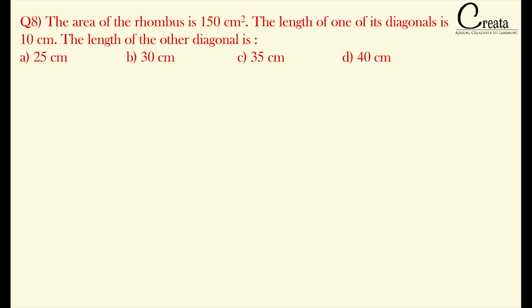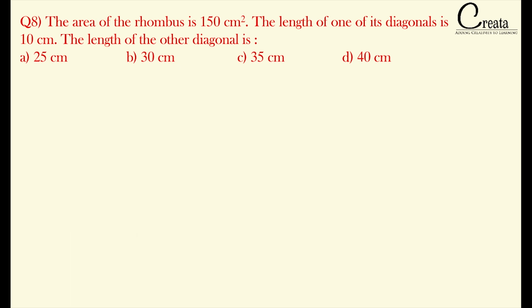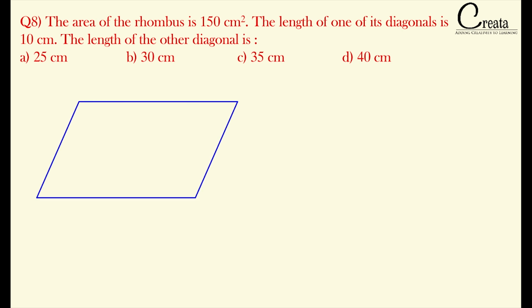The question is, the area of a rhombus is 150 centimeter square. The length of one of its diagonal is 10 centimeter. The length of other diagonal is, 4 choices are given. Our first step, we will observe and visualize this question. This question is talking about a rhombus whose area is given as 150 centimeter square. So let's take a rhombus. One of the diagonal of this rhombus is given as 10 centimeter. And we have to calculate the length of the other diagonal.